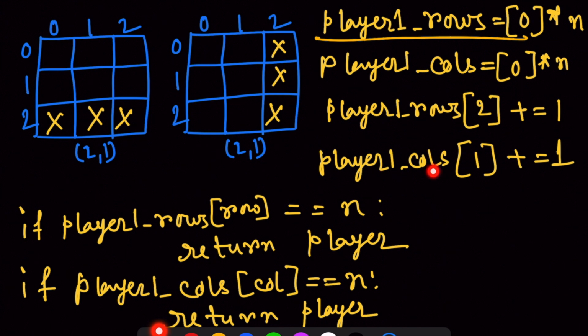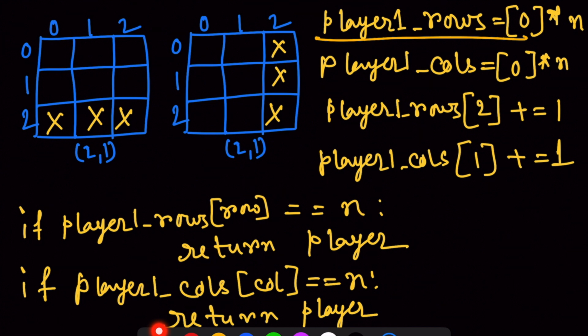Player 1 of columns of 1 will be incremented by 1. Then I will check the value at player 1 of rows of 2. Means at row 2, what is the value of player 1 of rows 2? That will give the number of cells marked at this row 2. So if player 1 of row equals n, that means we can return that player because that player has marked all the values in that particular row.